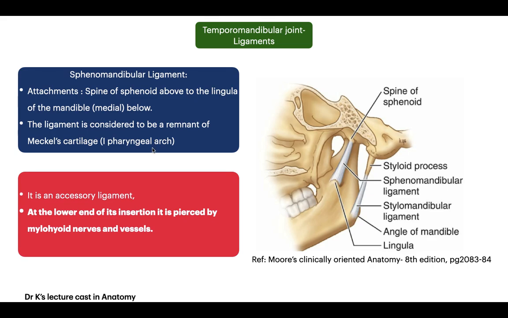You would have read about pharyngeal arches, and when these arches develop, some remnants are left off. The first pharyngeal arch cartilage is called the Meckel's cartilage, and this sphenomandibular ligament is considered to be the remnant of the Meckel's cartilage. It is an accessory ligament. The fibrous capsule and the lateral temporomandibular ligament are considered to be the main ligaments, whereas the sphenomandibular and the following stylomandibular ligament are considered to be the accessory ligaments of the temporomandibular joint.